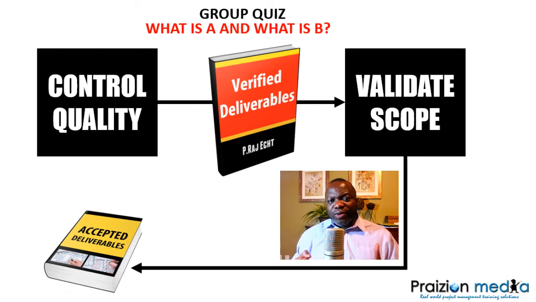So you might ask the question, but control quality, how did verified deliverables come out of that? Well, we have deliverables going into control quality, which is not shown in this data flow. So as you can see, there's a lot of information to store in here.